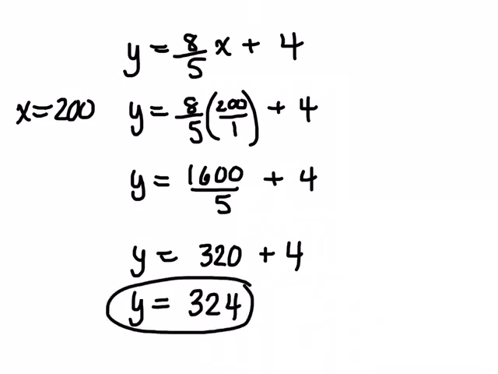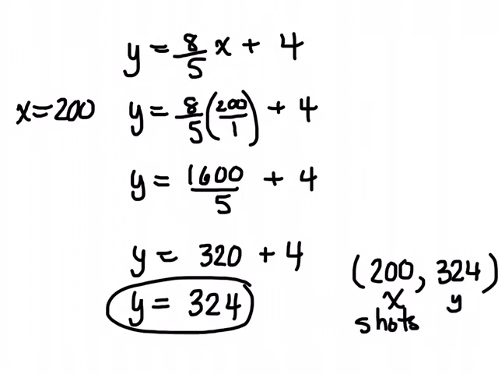324. So that means another point on my line. If I were to extend this way beyond, I would plot a point at 200, 324, which means what? What does that mean? What's x? The shots. And what was y? So according to this pattern, if somebody took 200 shots, then we can predict that maybe they're going to get 324 points.